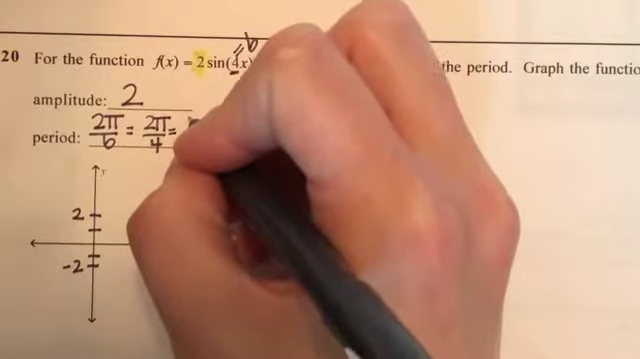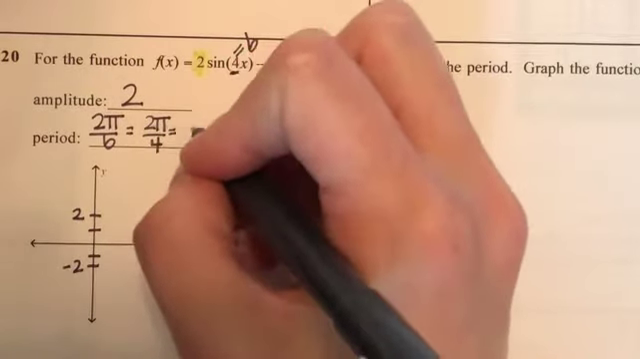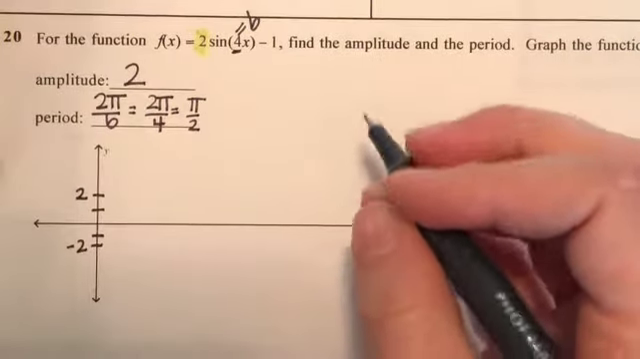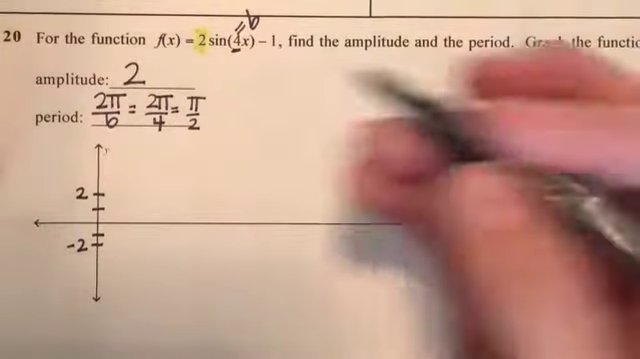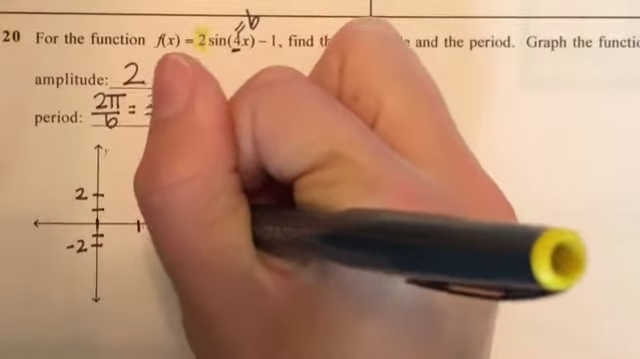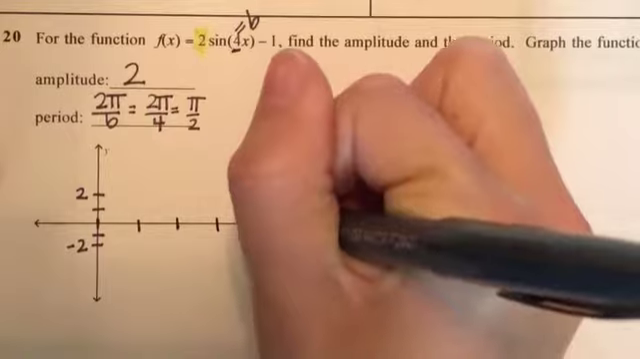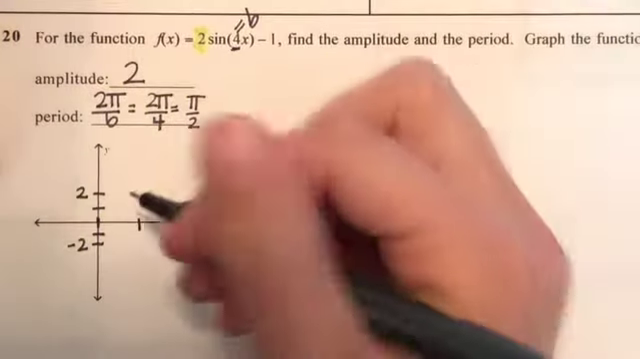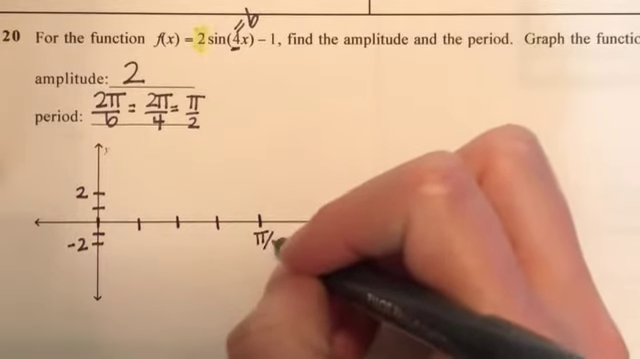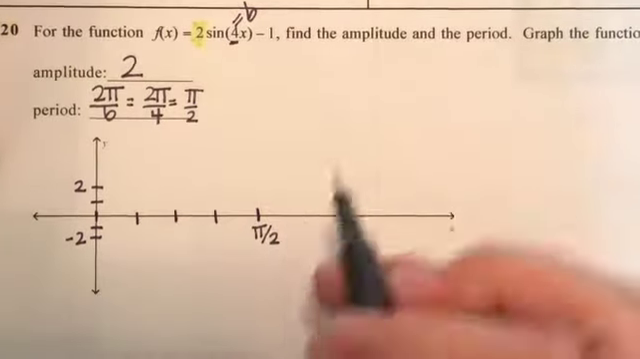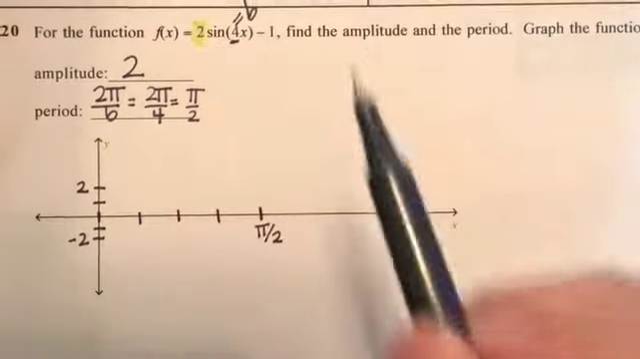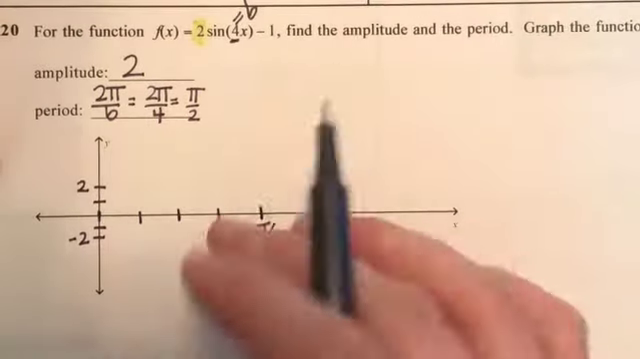And when I simplify, dividing 2 top and bottom, that's pi over 2. So the period is going to be pi over 2, and my amplitude is 2. And so I'm going to go ahead and plot 5 points on this graph. The period is going to be pi over 2, so that's going to take me through one of my sine cycles here.